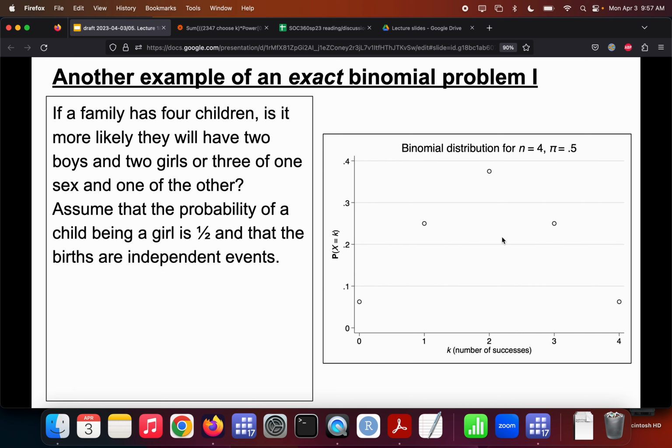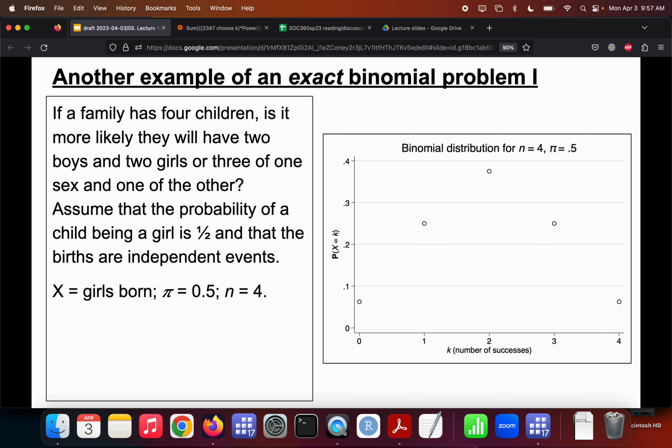You can see the answer here visually. Hopefully you can tell that there's this interesting fact that the probability that they'll have 3 of one and 1 of the other, so this situation or that, is obviously more probable than exactly 2 of each, which is somewhat counterintuitive, maybe not super counterintuitive, depends on your perspective, but we can show how to calculate that by hand exactly.